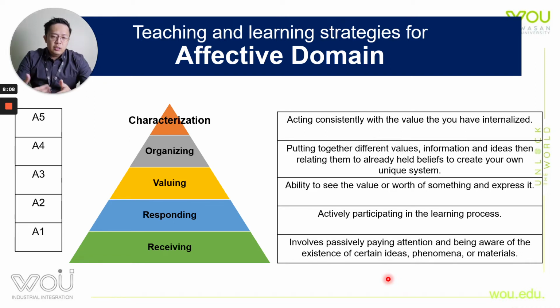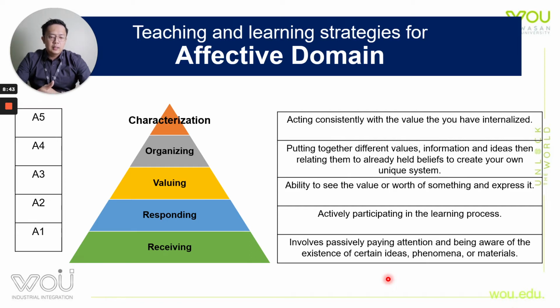So in order to demonstrate the affective domain, if you compare with cognitive, the affective domain might not require many different types of teaching methods, I would say. Basically, you can use one method to ask the students to demonstrate all the levels from A1 until A5. Why do I say so? For example, if you want to demonstrate the affective domain, you can use group discussion.